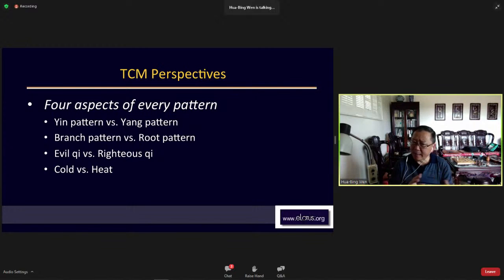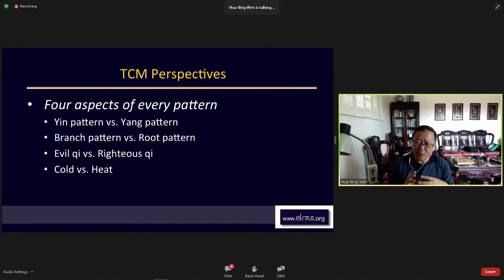So this is another way: evil qi versus righteous qi. You hear that a lot. A patient under chemotherapy one day says, oh no, the doctor said because their white blood cells are too low, their platelets too low, red blood cells too low, they cannot have chemo, right? They have to skip a month, wait for a couple of weeks, and do it again. So that is the time to use qi tonics, blood tonics, yang tonics to rebuild the system. And then cold versus heat.